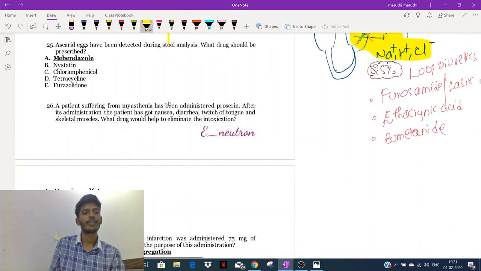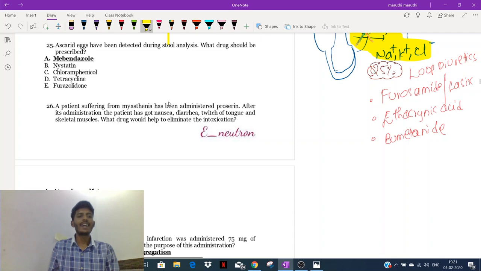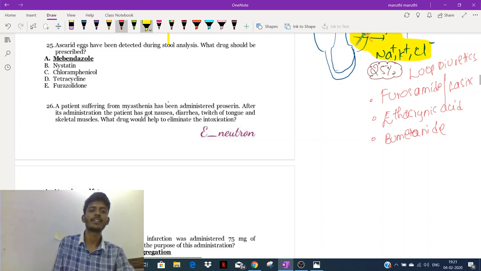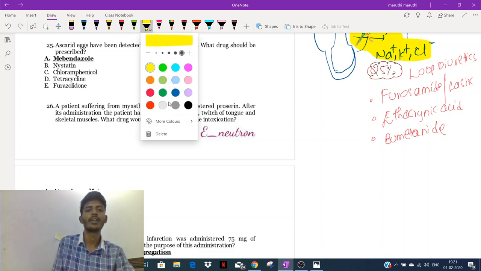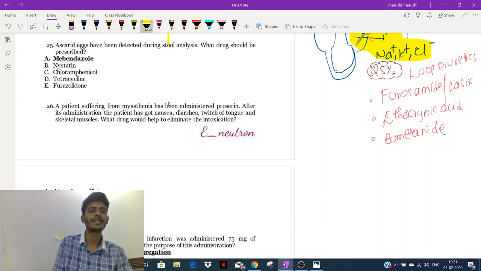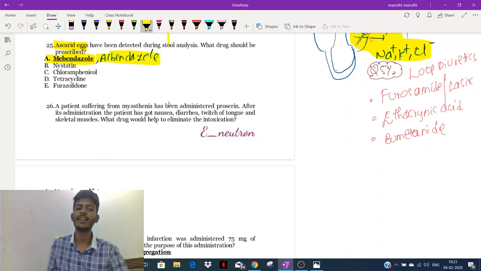Let's go to the next question. Ascaris eggs have been detected during the stool analysis. What should be prescribed? Which is a direct question which we should know. Ascaris is a helminth. Mebendazole and albendazole. There are two drugs which we need to remember. Mebendazole and albendazole. These are the drugs of choice, first line drugs, which are used in the treatment of helminthic infection. They are called anti-helminthic drugs.